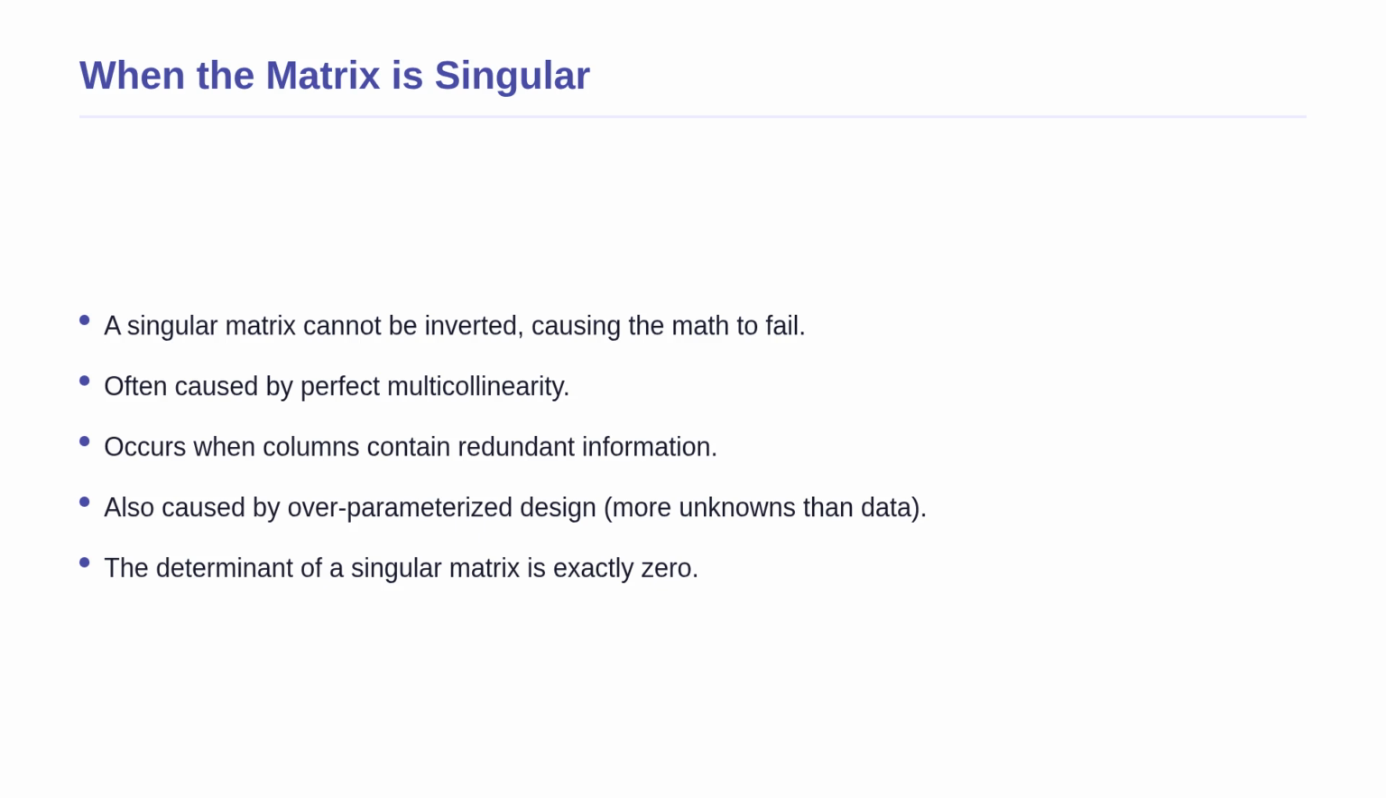This usually happens due to perfect multicollinearity, where 2 or more columns contain the exact same information, just disguised differently. It can also happen if you have more unknown parameters than actual data points. When the matrix is singular, its determinant is exactly 0, and the formula completely fails.